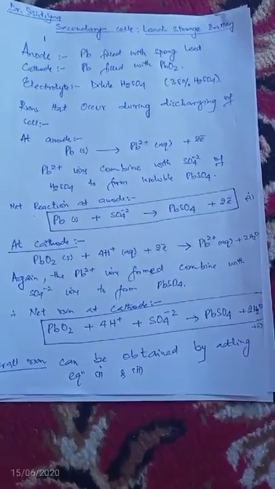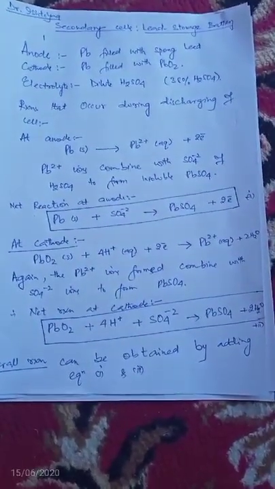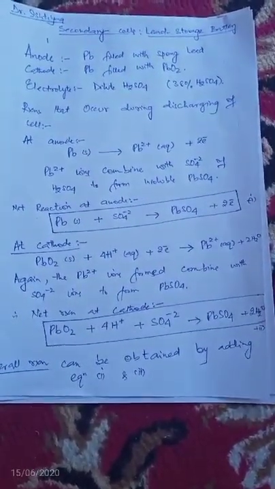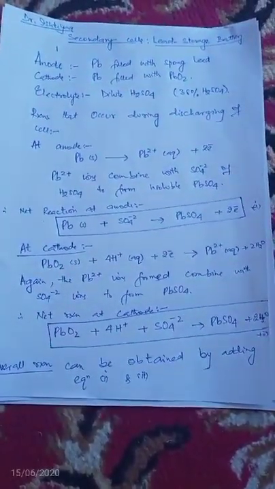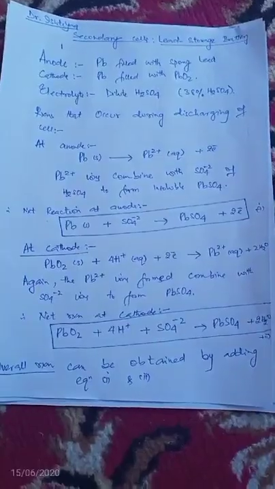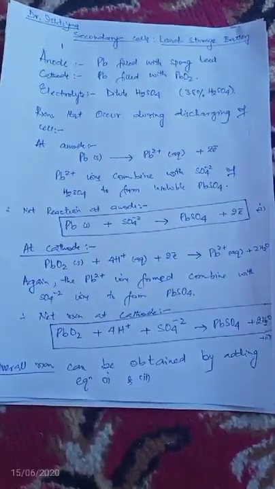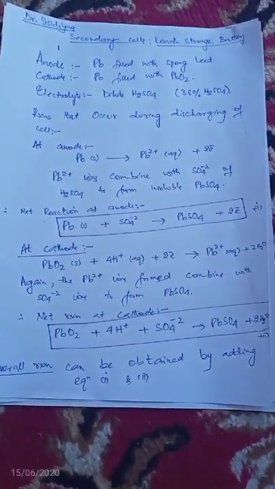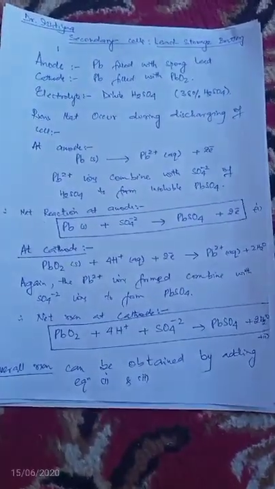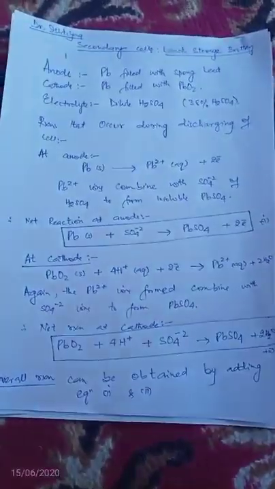So if we consider the construction of this storage battery, it consists of an anode which is made up of lead, okay, filled with spongy lead. Spongy lead means powdered lead which has some pores, okay? And cathode consists of lead filled with lead dioxide. So electrolyte used in the cell is dilute sulfuric acid, or it's 38% sulfuric acid, okay?